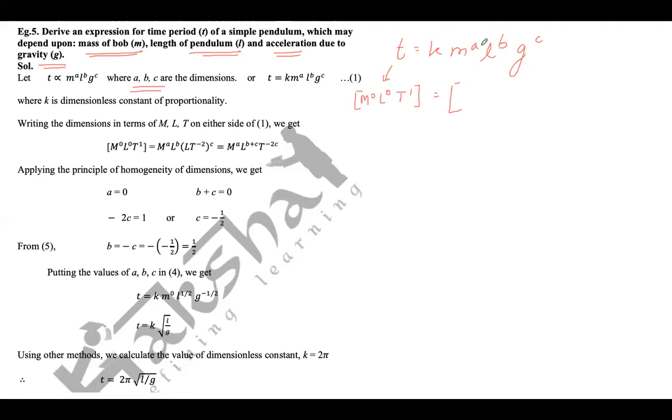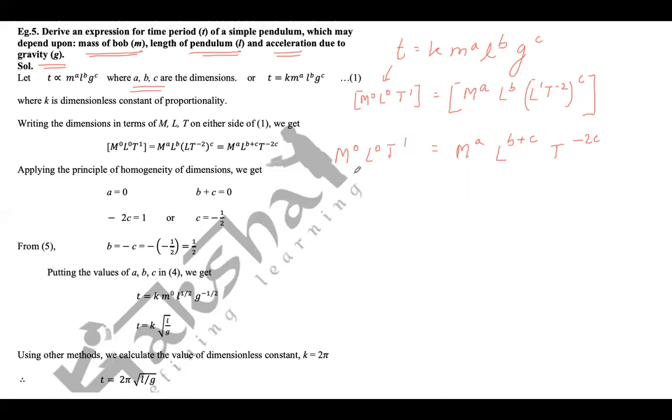Then mass raised to the power A, so this will be written as m raised to the power A, L raised to the power B, and G is L1 t minus 2 raised to the power C. So if you equate here, m raised to the power A, L raised to the power B plus C, and t raised to the power minus 2C. Okay. And here we have m raised to the power 0, L raised to the power 0, t raised to the power 1.